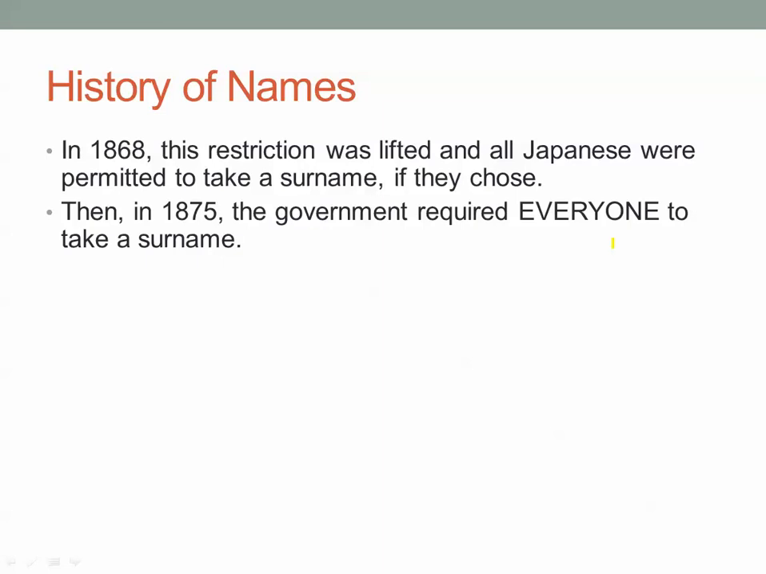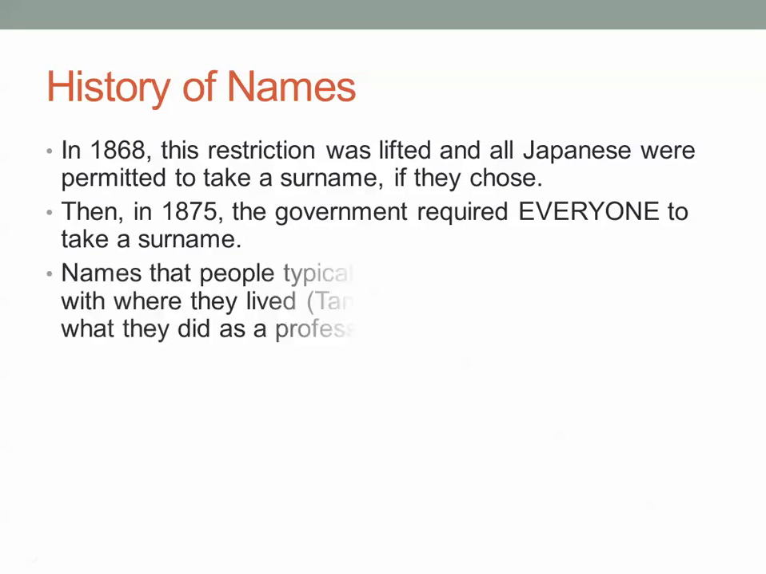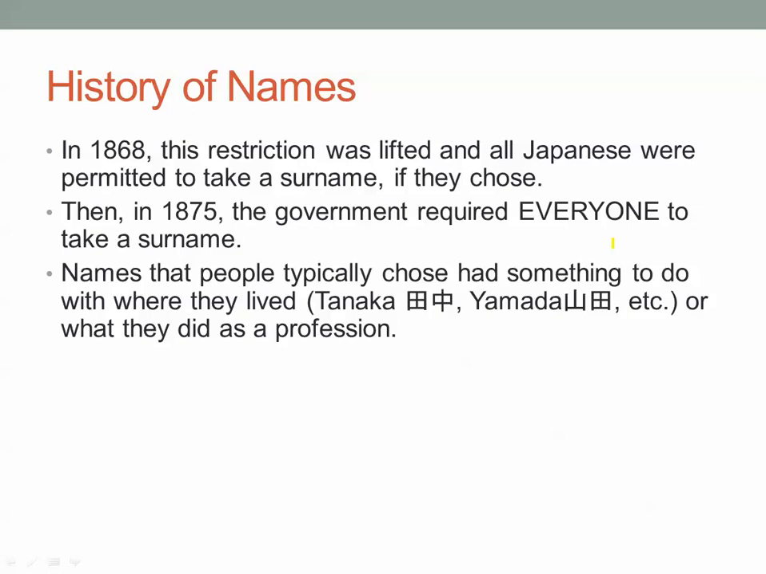And so what they did was the government sent out officials across the land to enforce this rule and essentially help people pick out names or assign names to folks who were illiterate or didn't really know what they were doing. If I had a time machine, I would love to go back to this point in Japanese history. So the names that people typically chose had something to do with where they lived, like Tanaka, I'm in the fields because I'm a farmer all the time, right? Or Yamada, I'm in the fields next to the mountains, I'm in the mountain fields. Or sometimes they would end up with a surname that was connected with whatever their profession was.